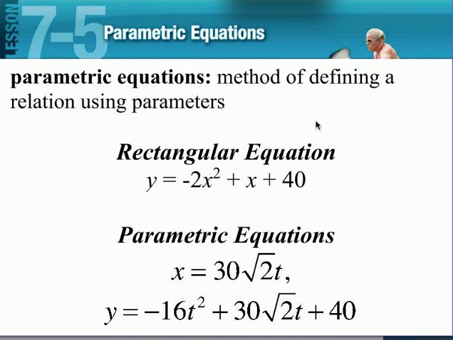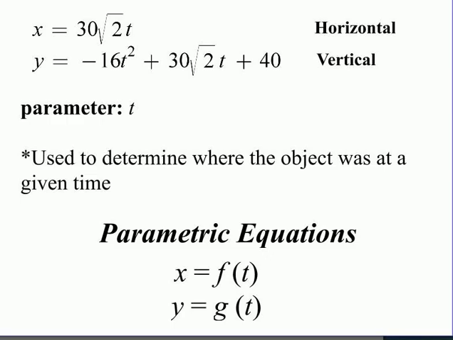So you have seen rectangular equations, an example of which is y equals negative 2x squared plus x plus 40, and we're going to talk about parametric equations right now. An example of a parametric equation is x equals 30 times root 2t, and then y equals negative 16t squared plus 30 root 2t plus 40. That's what parametric equations look like.